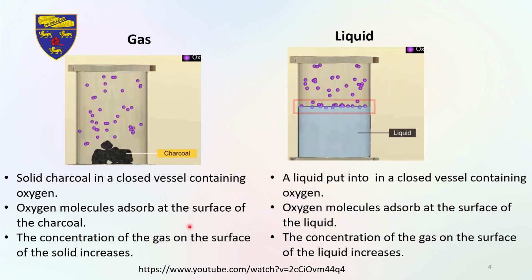Adsorption can occur on various types of surfaces. For example, if you have solid charcoal in a closed vessel trapped with oxygen gas, the molecules will adsorb onto the charcoal surface, increasing the gas concentration there. Similarly, if a liquid is placed in the vessel, oxygen molecules will adsorb at the liquid surface.